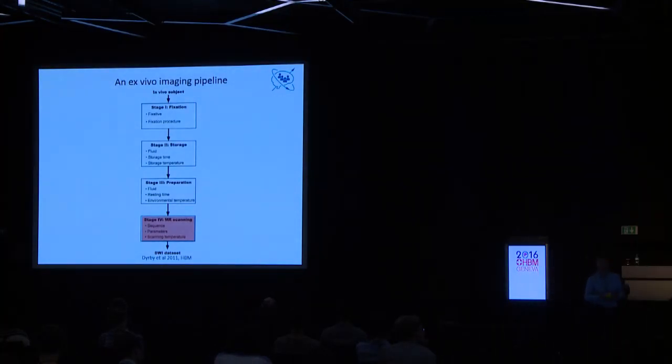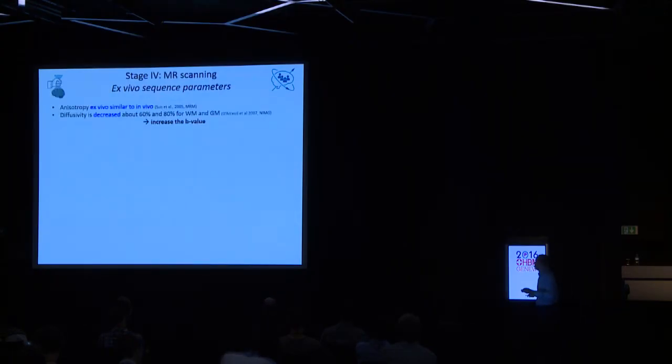Now we have the scan. We have everything ready, and we put it into the scanner, and we need to optimize our MR sequences to ex vivo imaging. First of all, it has been shown that the anisotropy ex vivo is similar to in vivo.